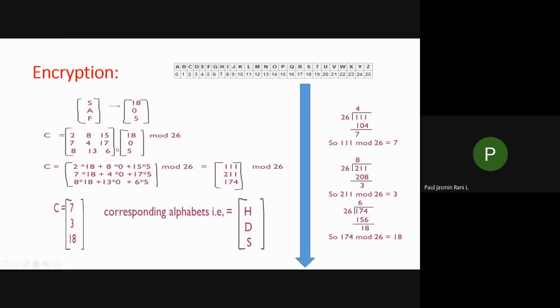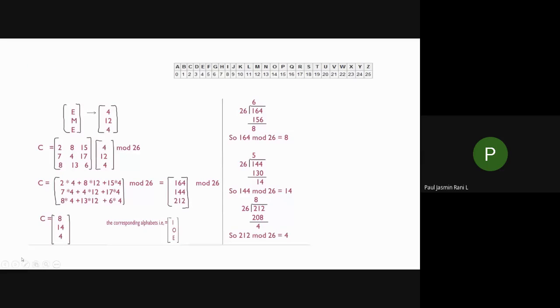Okay. So let's see how we are getting IOE. First, you have to convert your EME into numbers: 4, 12, 14. Verify your answer and see where you have made any mistake. Next, using the key, you have to multiply with your plain text. Then you have to do the mod operation with 26. After that you'll be getting 164, 144, 212.